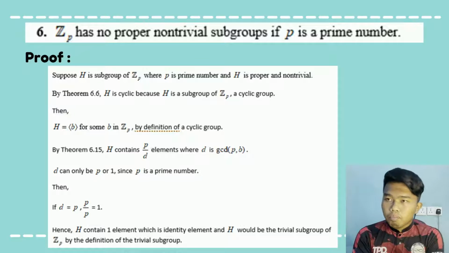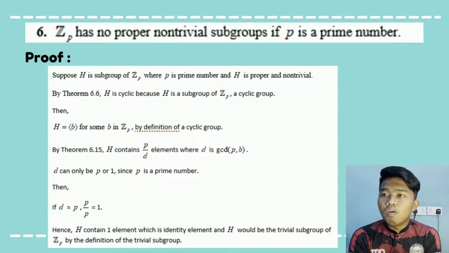So, H contains P over D elements where D is the GCD of P and B. D can only be P or 1 since P is a prime number. Then, if D equals P, P over P equals 1. Hence, H contains one element, which is the identity element, and H would be the trivial subgroup of Z modulo P by the definition of the trivial subgroup.